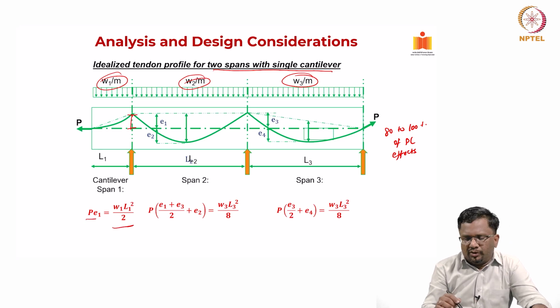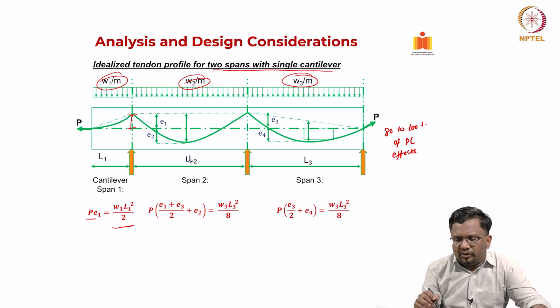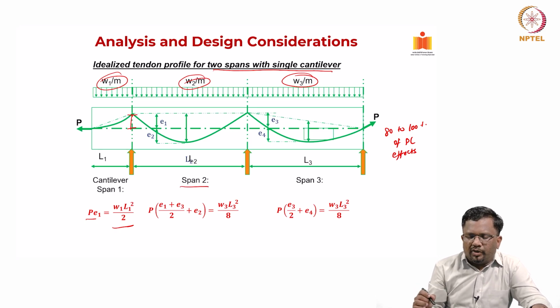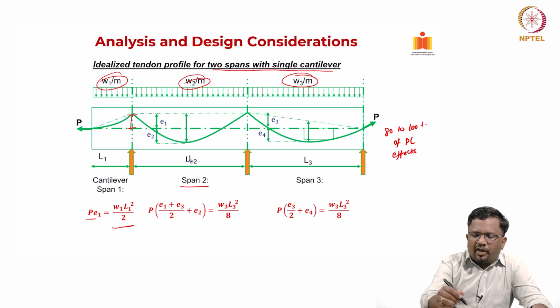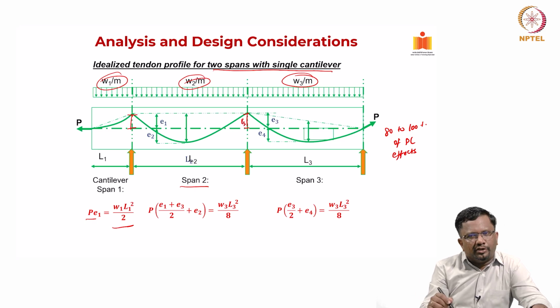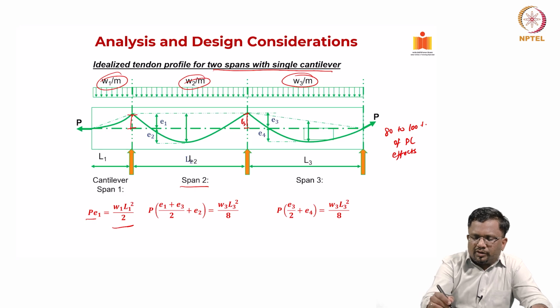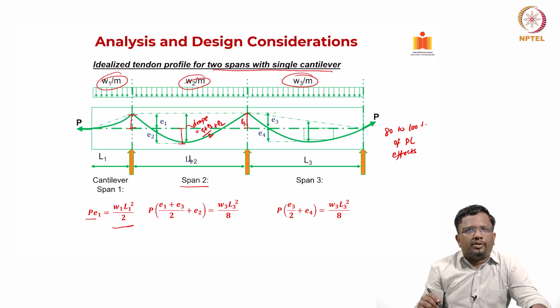square by 2. Similarly, for span 2 with the length of L2, you can see that the average drape is going to be E1, this is E3, this is E2 plus E1. So it's going to be E1 plus E3 by 2 plus E2. So E2 is here, this is E2, and this is the drape that we are talking about. So this drape is nothing but E1 plus E3 by 2 plus E2. So that is what we are calculating.